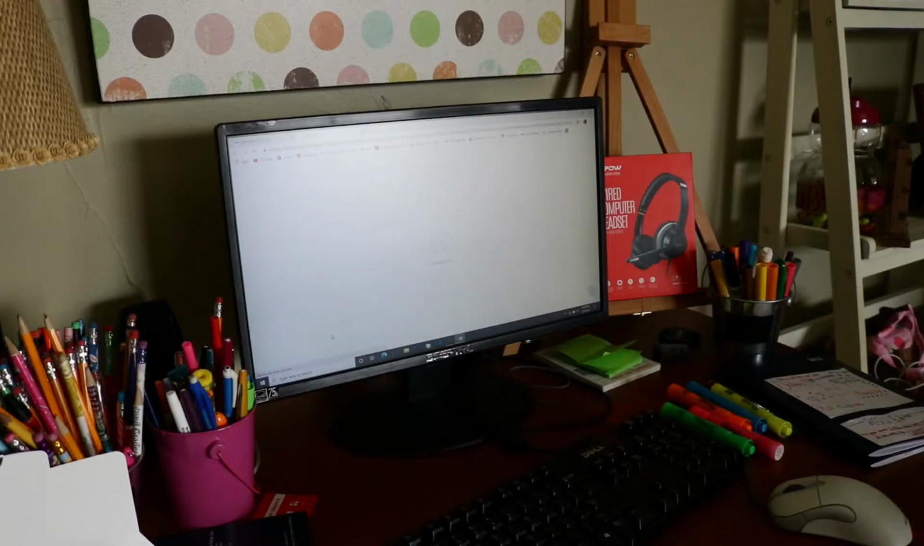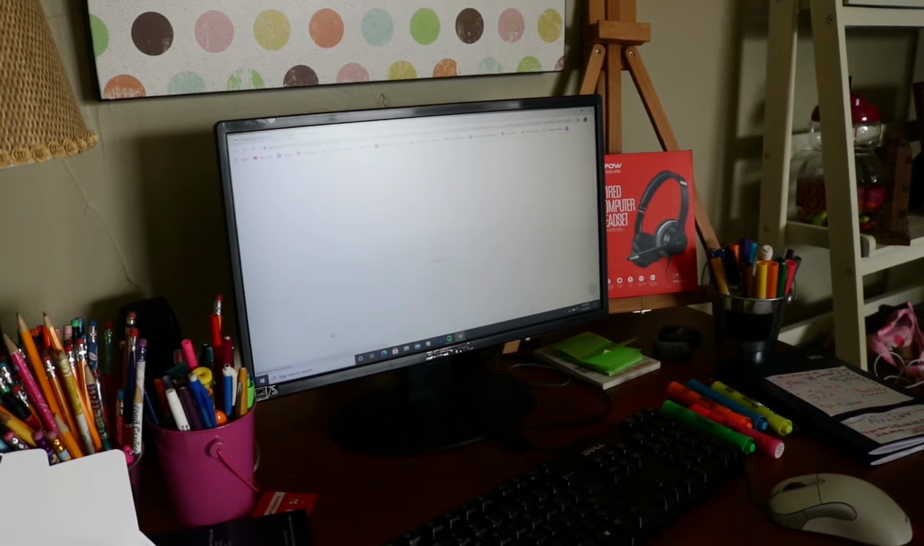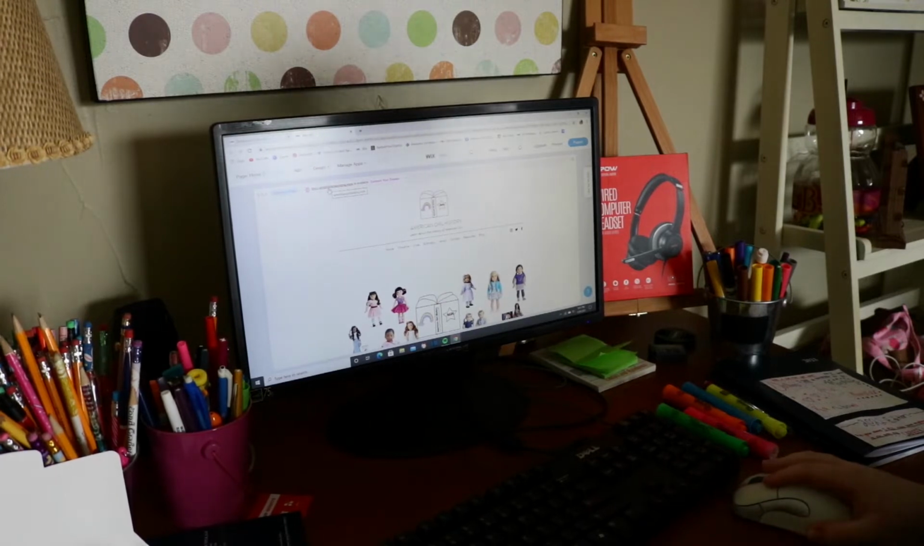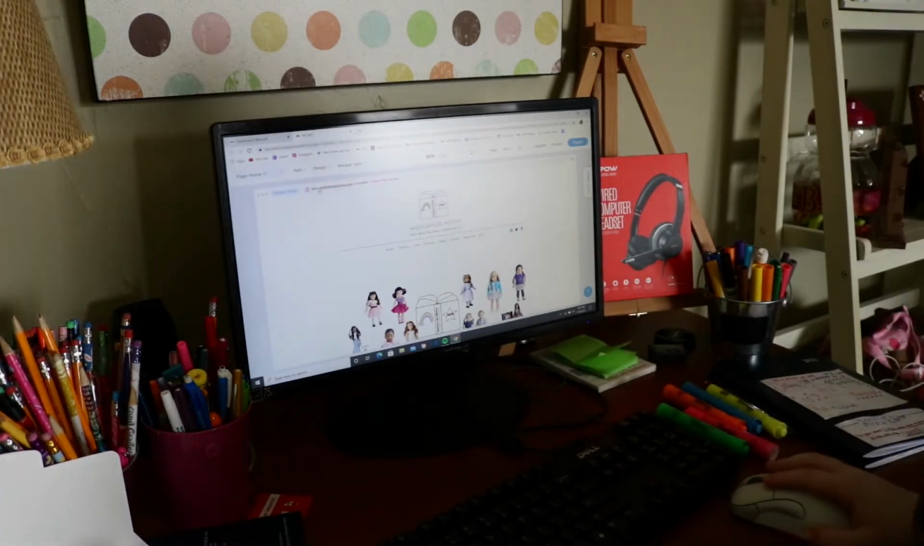Welcome to how messy Mal's desk is at the moment. Here we are. What in the world is that? What's that? Interesting. That's the first time I've seen that on the website.